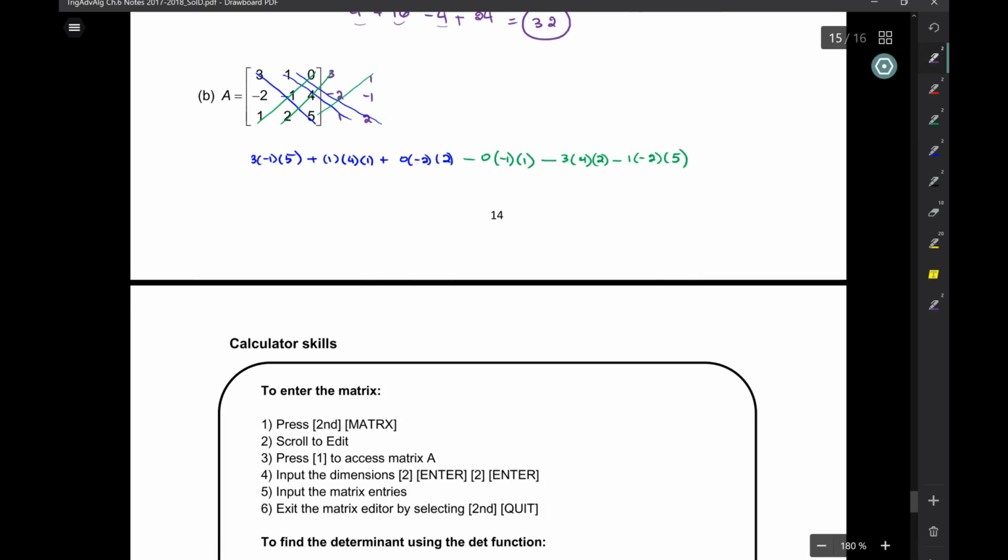And now it's arithmetic. So here I have negative 15, positive 4, 0, 0, negative 24, positive 10. Negative 15 plus 10 is negative 5. Plus 4 is negative 1. Negative 24 is negative 25. So this is the determinant.